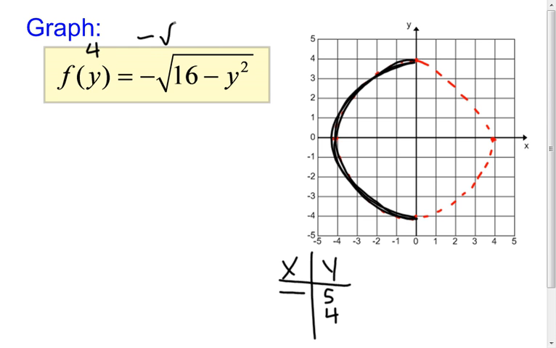If I put in 4 for y, I will have negative of the square root of 16 minus 4 squared. Well, 16 minus 4 squared is 16 minus 16, which is 0. And I would get 0 for my x value.